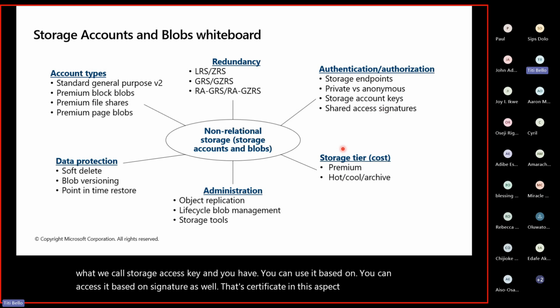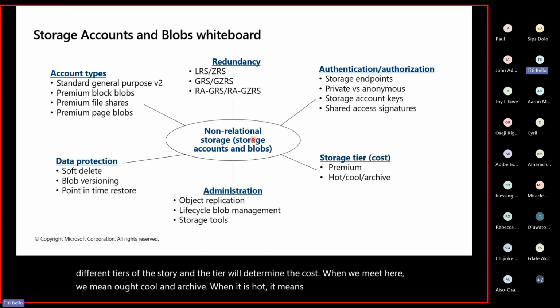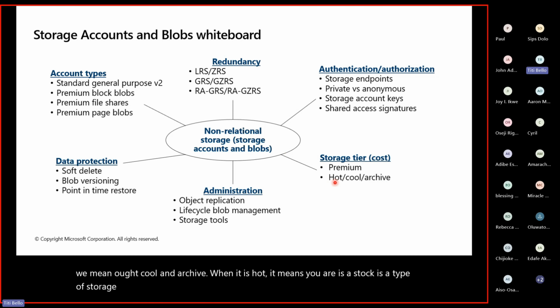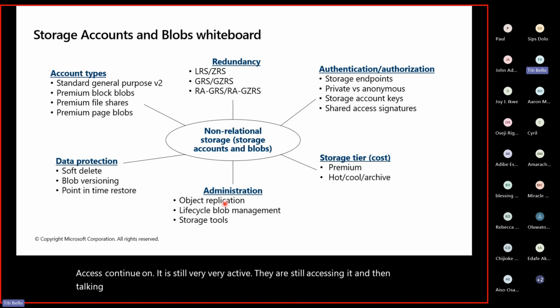Then you have different tiers of the storage, and the tier will determine the cost. When we mean tier, we mean hot, cool, and archive. When it is hot, it means it's a type of storage that is still very active. They're still accessing it. And then talking about administration, you can replicate your storage from one data center to another data center and all of that. So we'll see more of that.